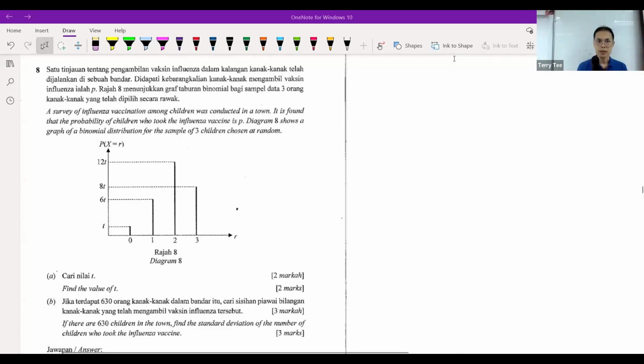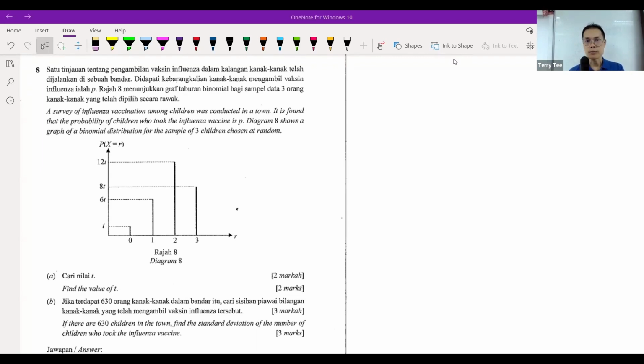Okay, moving on to question number 8. Here we have a survey of influenza vaccination among children conducted in the town. It is found that the probability of children who took the influenza vaccine is P. Diagram 8 shows a graph of a binomial distribution, sample of 3 children chosen at random. Find the value T.